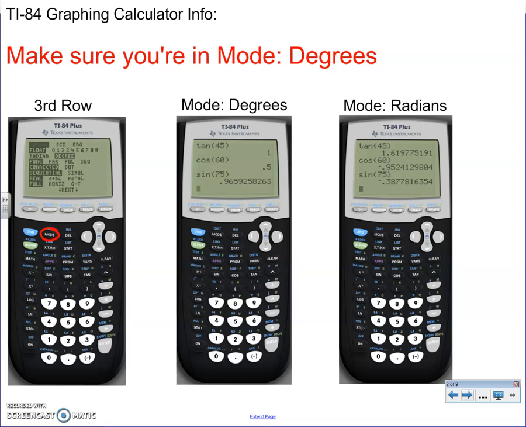So in the calculator, you're going to press mode, this button right here. Then on the third row, you're going to have radian and degrees. Make sure you click degrees. All graph calculators by default do radians. Radians are a different way to measure angles, and we don't use those in geometry.